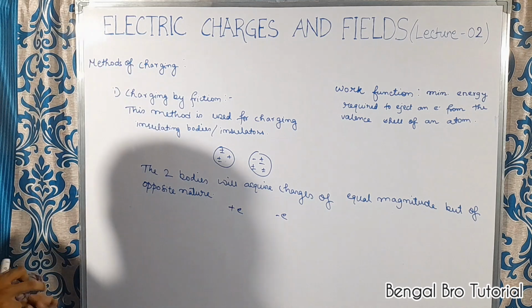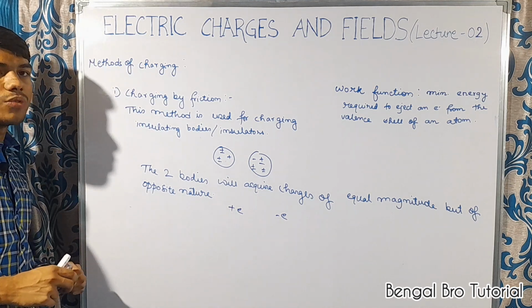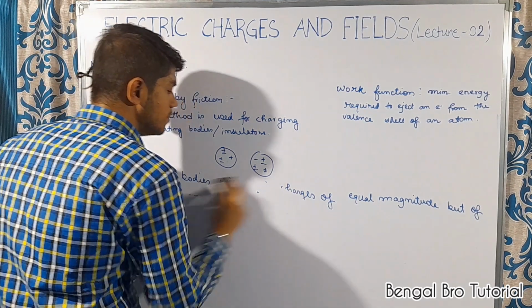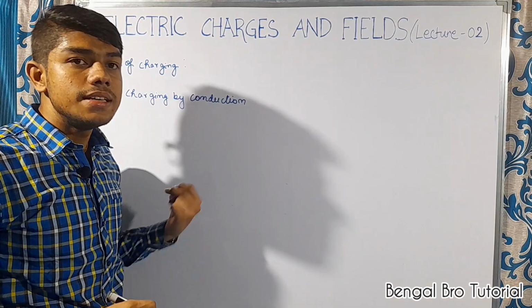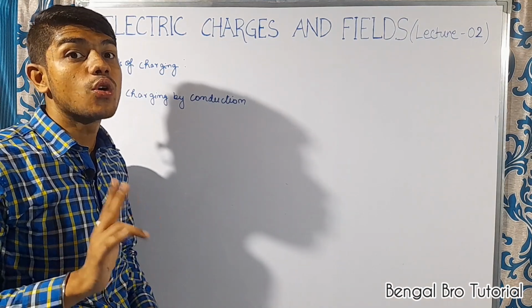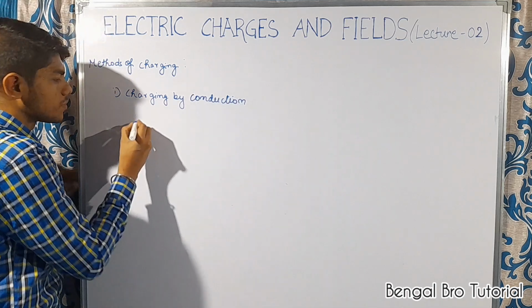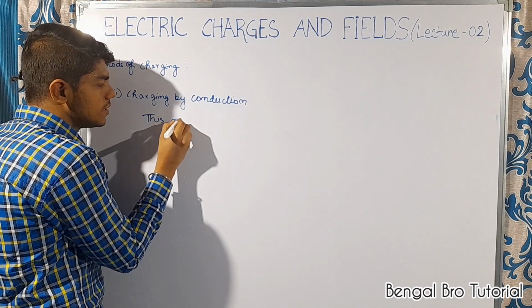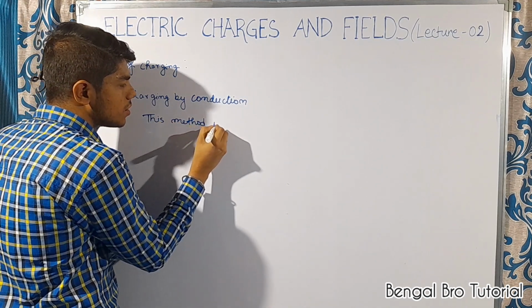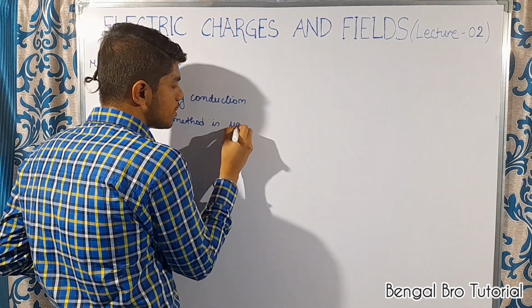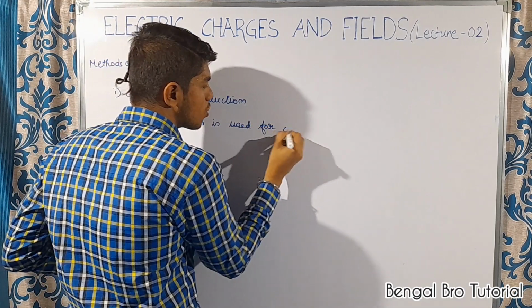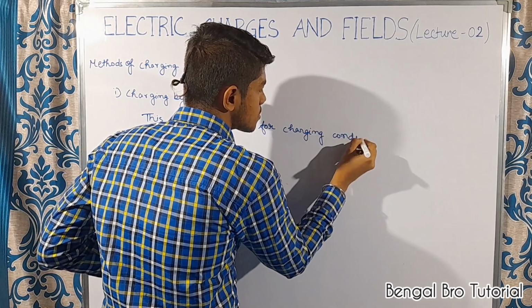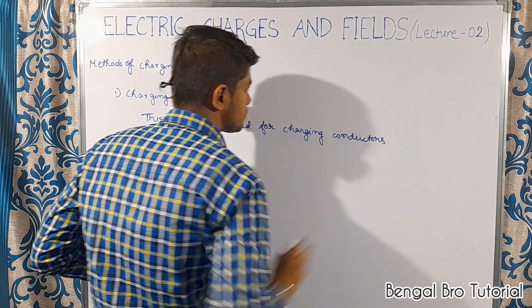Understood? Now we will learn about the next method of charging, which is charging by conduction. This method is used for charging conducting bodies or conductors. This method is used for charging conductors.